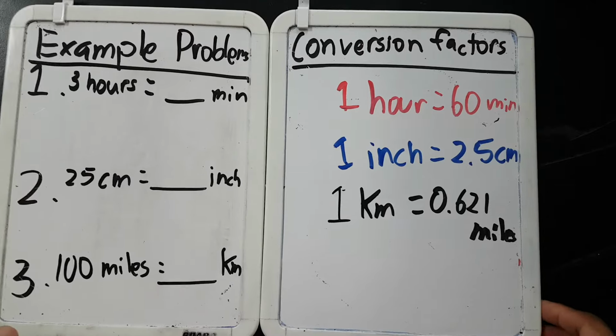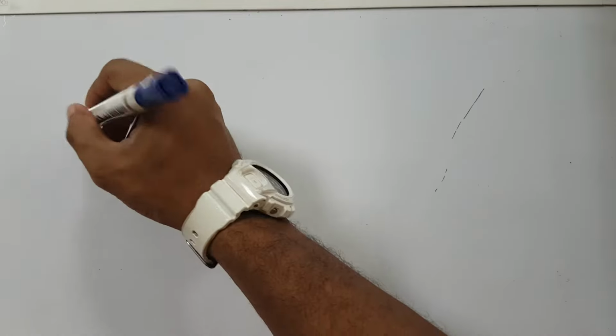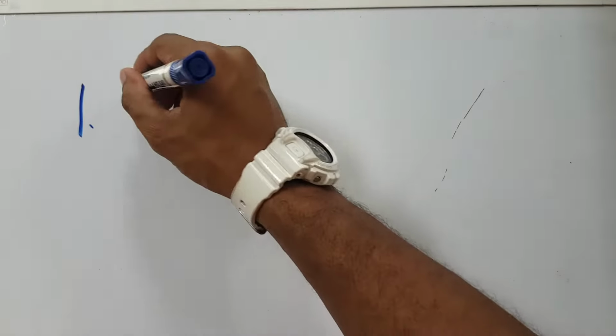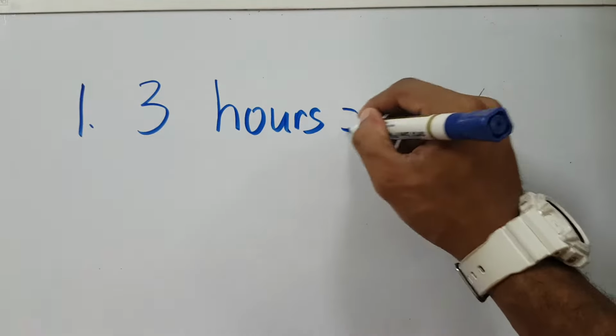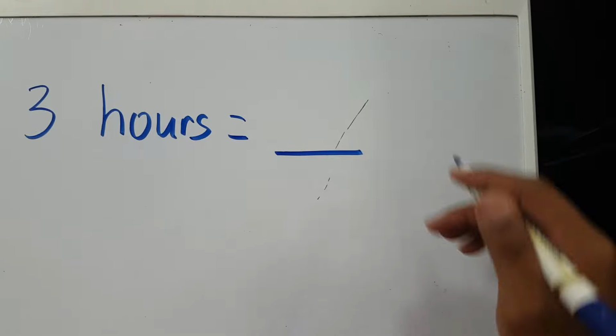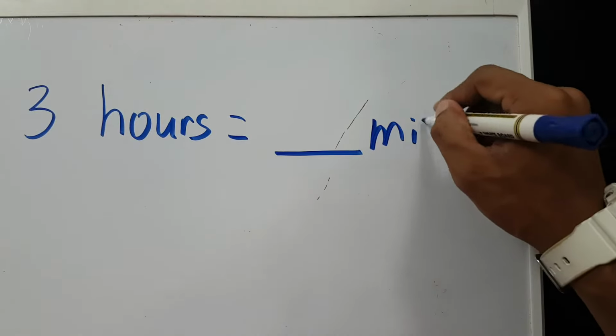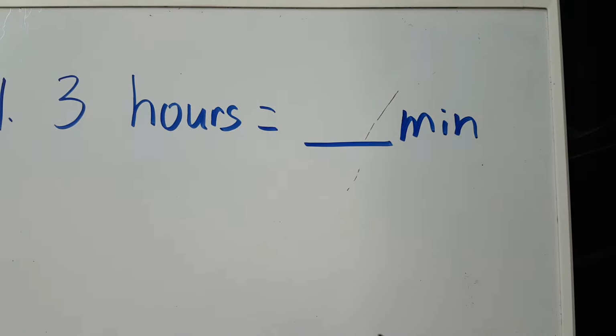All right, so I'm back. How did you do? If you didn't solve it, we're going to go through this together and see if you got the correct answer. So let's look at number 1. Number 1 is convert 3 hours to minutes.